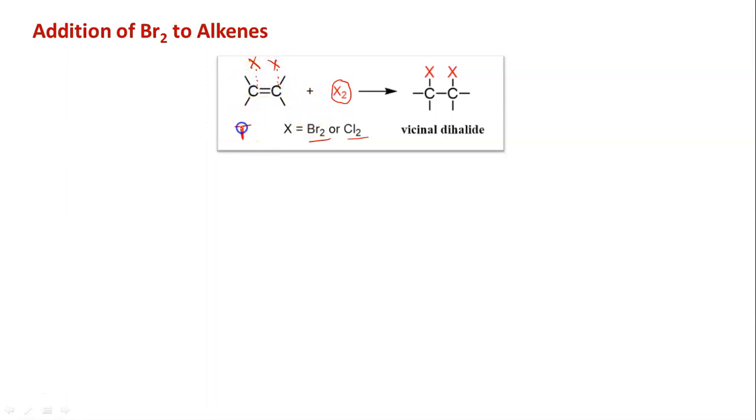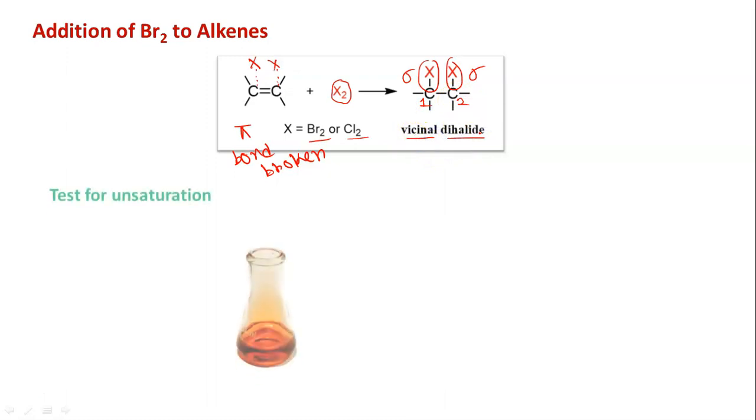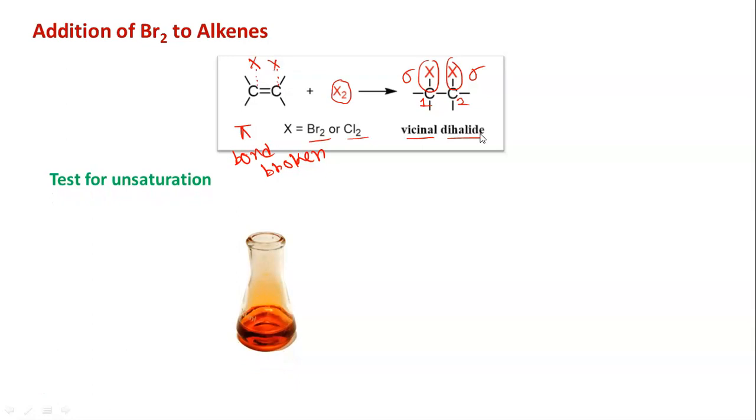One pi bond is broken, and two new C-X sigma bonds are formed. This is one sigma bond, this is another sigma bond. And when we have this type of 1,2 substitution, that is known as vicinal dihalide. Fine. So this addition of bromine to alkene can be used for the test of unsaturation.